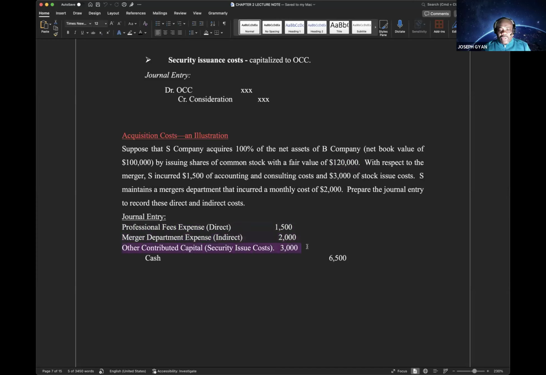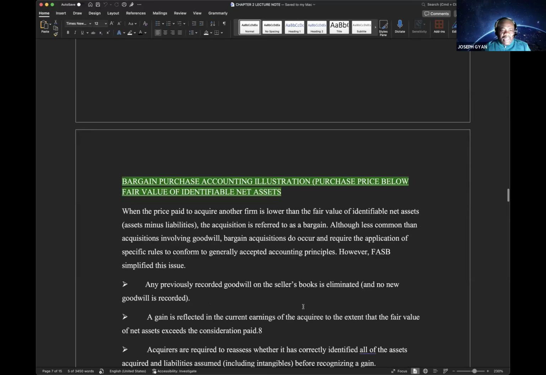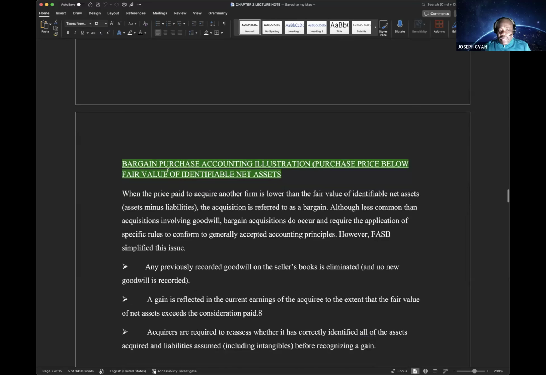Then the other contributed capital, of the issue of the stock here, of the 3,000, and we are giving them cash of the 6,500. Now we already did this journal entry in exercise 2-2, but I'll go over it.